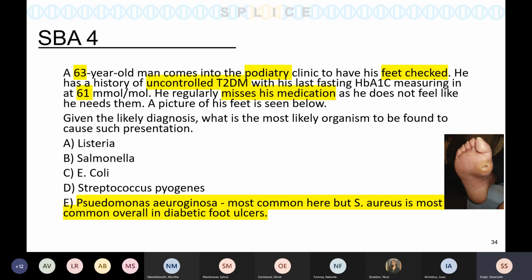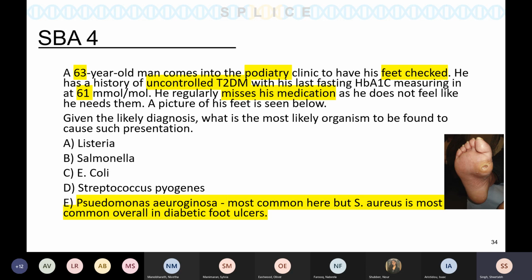So yeah, most of you got it here. A 63-year-old man in the podiatry clinic getting his feet checked, uncontrolled type 2 diabetes, so instantly worried. HbA1c of 61, which is huge. You're really worried. He's missing his medication. He's basically not someone who's complying with his medication. And you can see a diabetic foot ulcer in that image there.